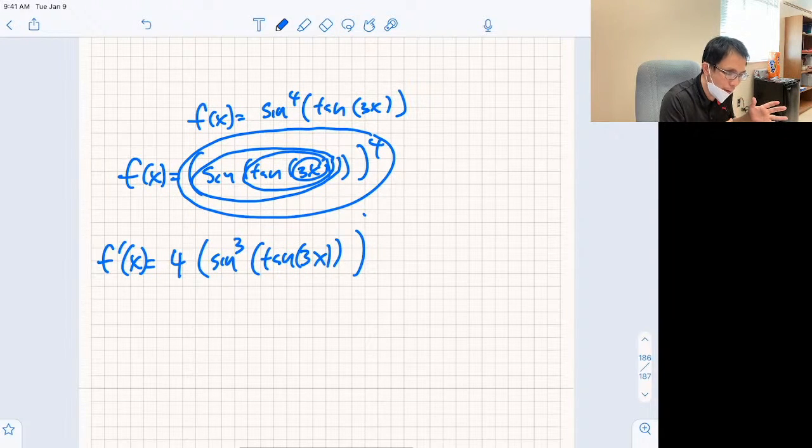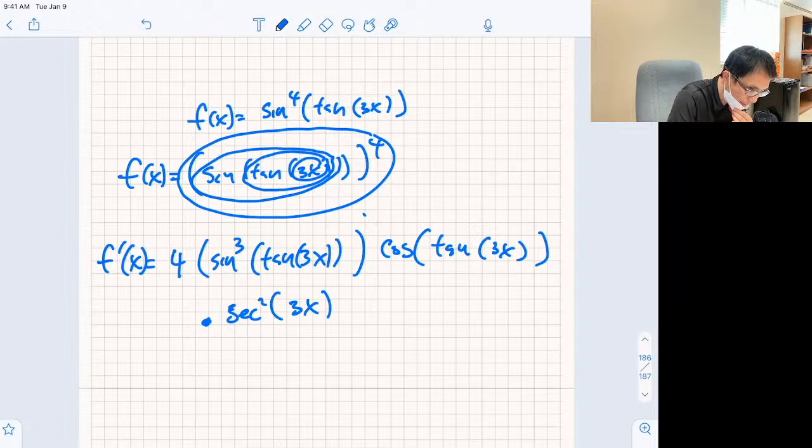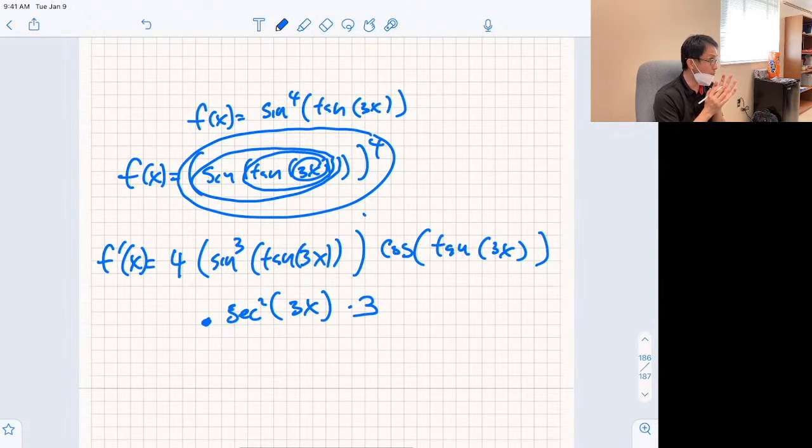Then I'm going to leave the inside alone. Now I'm going to take the derivative of the second layer. What is the second layer? The sine of tangent 3x. So it's going to be cosine of tangent of 3x. Does that make sense? Then you keep on going, times the third bubble, which is what? Secant squared of 3x, and times 3, and that's my derivative. Does that make sense or no?